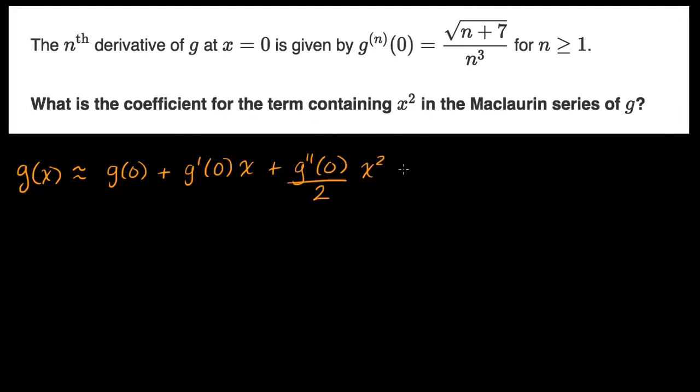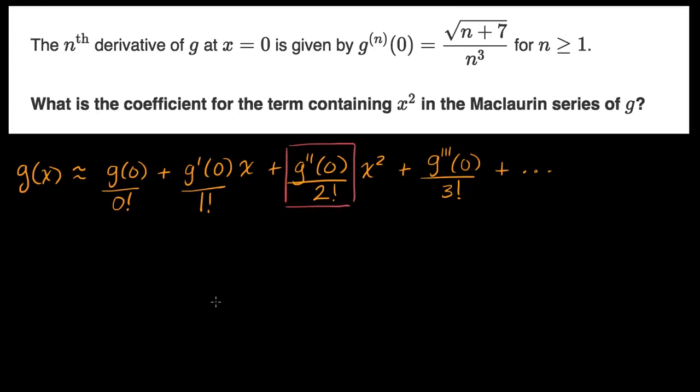If they said what's the coefficient for the term containing x to the third, I would keep going. I would take the third derivative evaluated at 0 over 3 factorial. I could view this as a factorial too, but that just evaluates to 2. I could view this as 1 factorial, I could view this as 0 factorial, just so you see it's a consistent idea here. And I could, of course, keep on going. But they're just asking us, what is the coefficient for the term containing x squared? So they just want us to figure out this. What is this thing right over here?